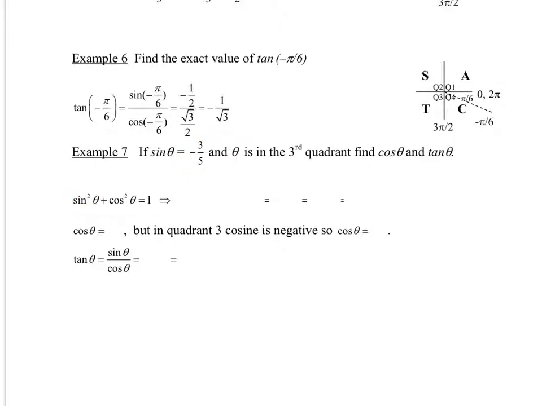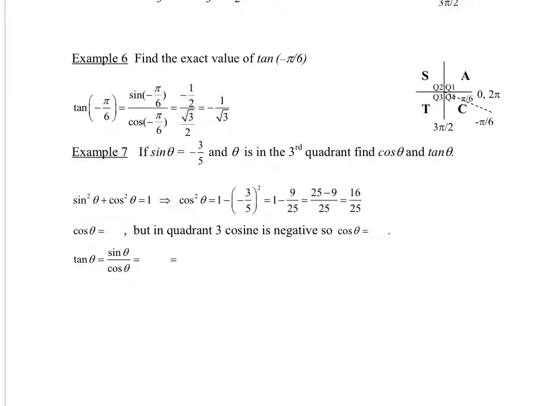So if we do that, we'll get cosine squared of the angle equals 1 minus the sine squared. If we simplify that, it'll be 25 over 25 minus 9 over 25, which should be 16 over 25. So it's 1 minus 9 over 25, which will be, in the end, 16 over 25.